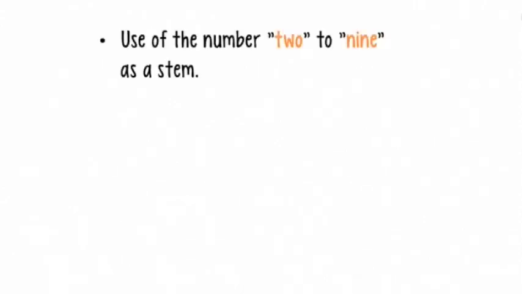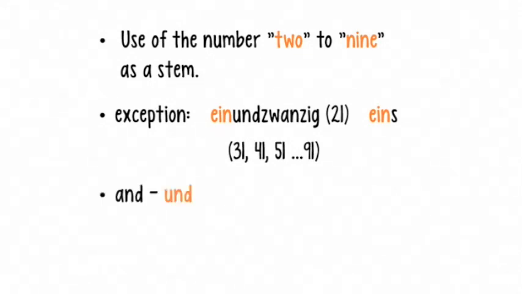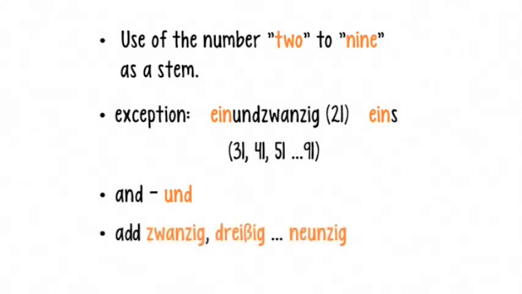Now let's have a look on how to form the numbers you just learned. First of all, you have to use the numbers 2 to 9 as a stem. There's one exception in the case of forming the numbers with 1. For example, 21, which means einundzwanzig, and also with the other numbers 31, 41, 51, and so on until 91. As you know, the number 1 is eins. Here you have to cut out the S and just use the word ein as a stem. So 21 is einundzwanzig. After using the numbers 2 to 9 as a stem, you have to use the word und, which means and, and at the end, add the numbers 20, which means zwanzig, 30, which means dreißig, and so on until 90, which means neunzig.